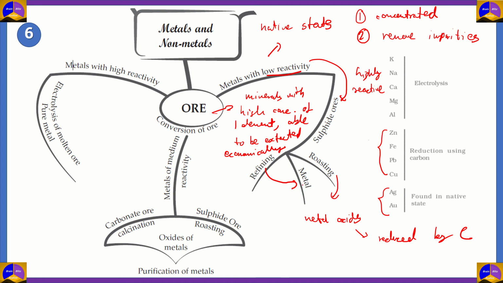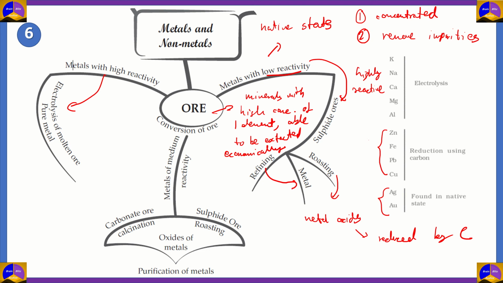Now, on the other end of the spectrum, we have metals which are highly reactive. So that means you can't use substances such as carbon to reduce them. The only way to extract them is to use electrolysis. So first we melt the ore, and then after melting the ore, we use electrolysis in order to separate the pure metal from the impurities.